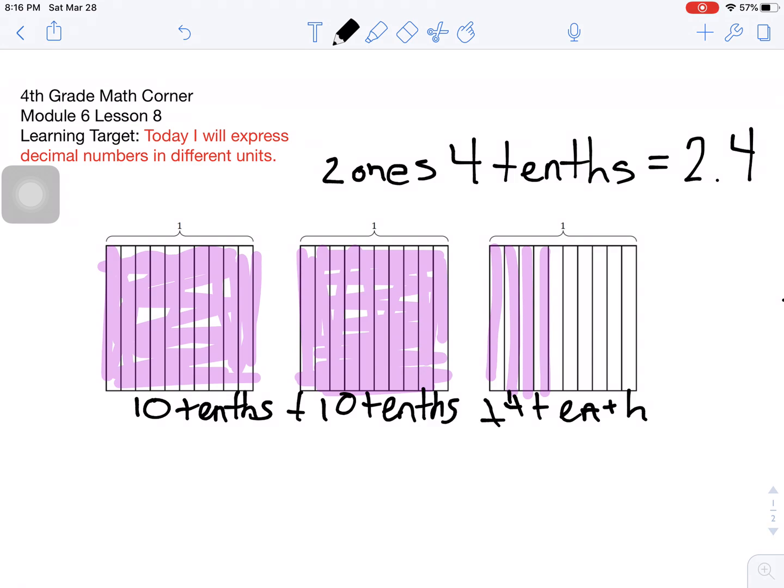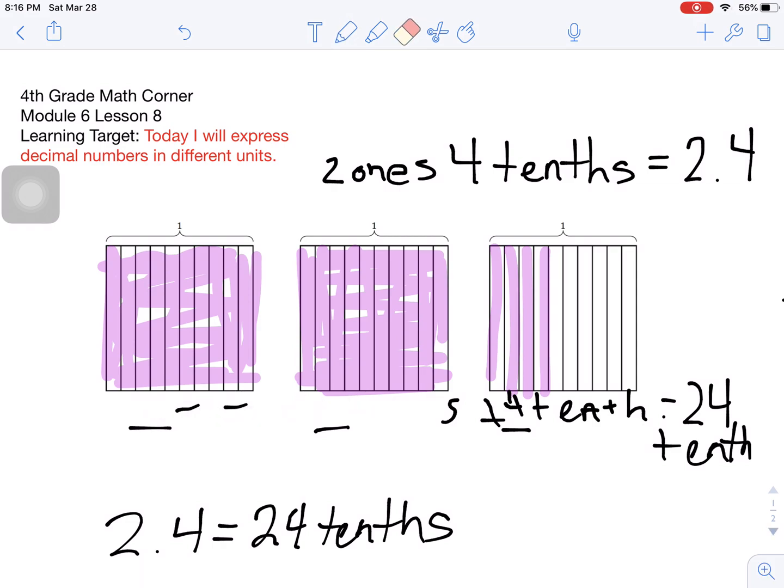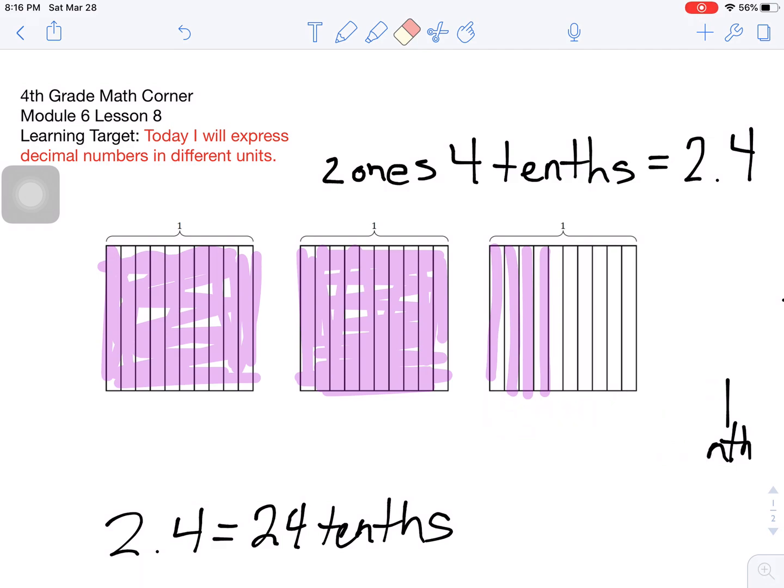I have those together, and I have 10, 20, and 4. There are 24 tenths. So I could write 2 and 4 tenths as 24 tenths. I can also regroup these as hundredths. So that's another unit I could express 2 ones and 4 tenths as.